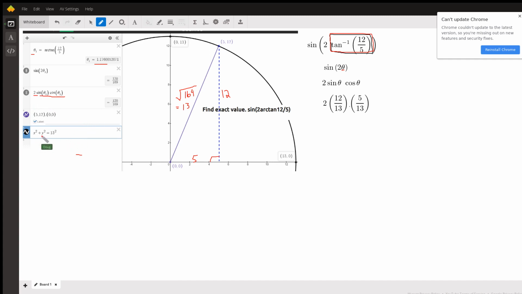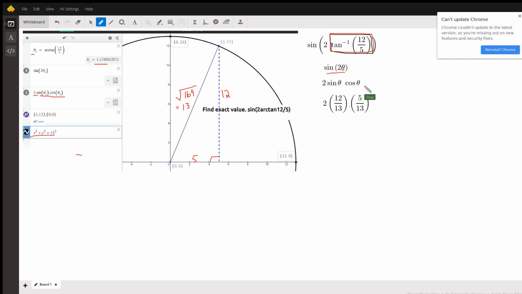And I put the equation of the circle in here to convince you that the hypotenuse of this right triangle with a leg of 5 and another leg of 12 is 13. And you might recognize that as a 5, 12, 13 Pythagorean triple. But if you didn't, you could use the Pythagorean theorem to do it this way. Okay, so there's what we're working at.